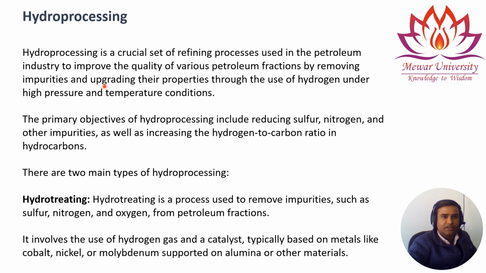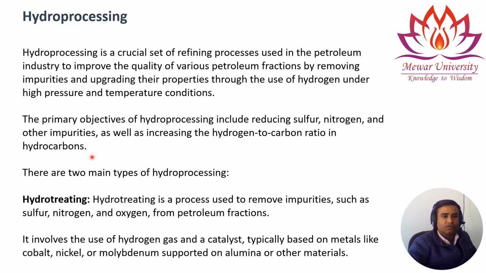Hydroprocessing is a crucial set of refining processes used in the petroleum industry to improve the quality of various petroleum fractions by removing impurities and upgrading product quality through the use of hydrogen under high pressure and high temperature conditions. The primary objectives of hydroprocessing include the reduction of sulfur, nitrogen and other impurities, as well as increasing the hydrogen to carbon ratio in the hydrocarbon. There are two main types of hydroprocessing. Number one is hydrotreating and number two is hydrocracking.